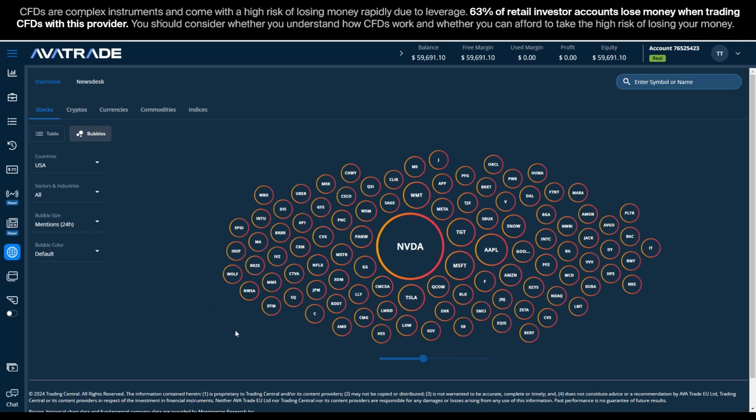And so why is NVIDIA the biggest circle here? Well, they just had their earnings numbers yesterday after the market close. That's the US market. And the numbers weren't as good as some had hoped.